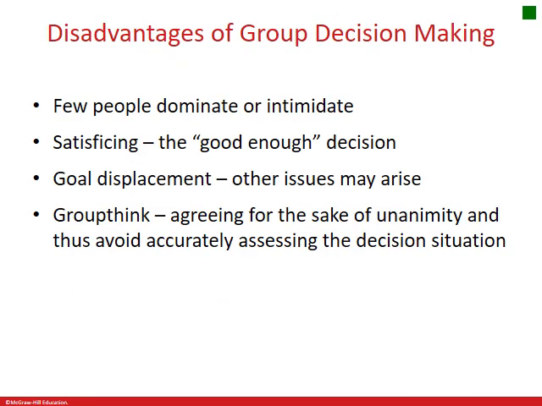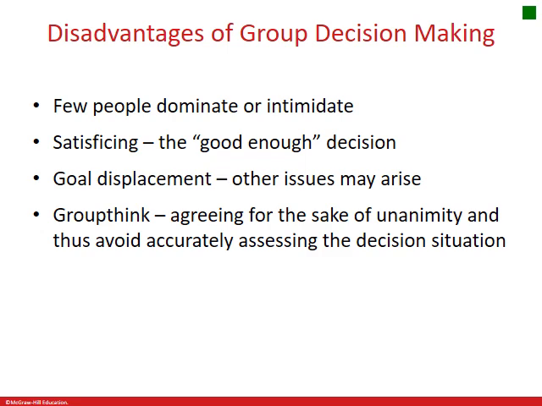This slide looks at the disadvantages of group decision making. One disadvantage is that a few people may dominate or intimidate. Sometimes a handful of people will talk the longest and the loudest, and the rest of the group will simply give in. Or one individual, such as a strong leader, will exert disproportionate influence, sometimes by intimidation. This cuts down on the variety of ideas.